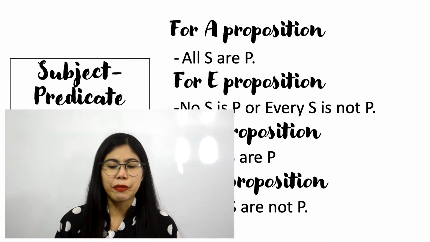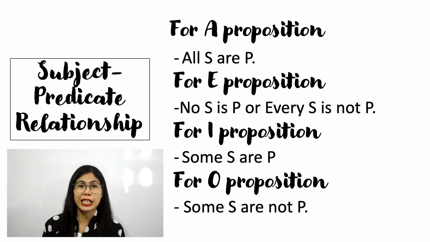Using the subject-predicate relationship, propositions could be presented by the following patterns. It is like a logical form. Its function is similar to what I have discussed earlier. The only difference is that it is written in logic form. For A propositions, all S are P, or every S is P. For E propositions, no S is P or every S is not P. For I propositions, some S are P. And for O propositions, some S are not P.